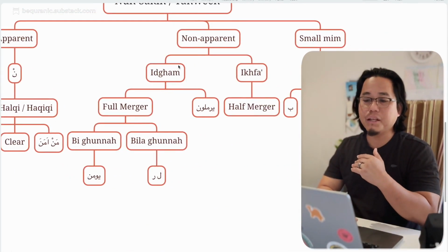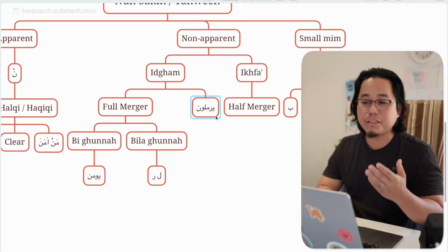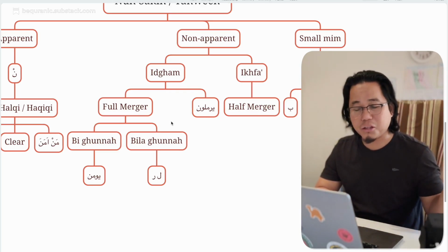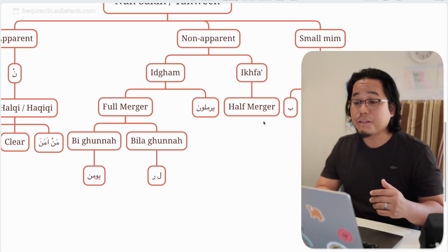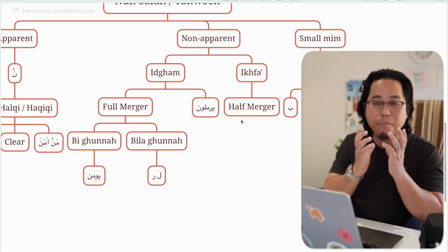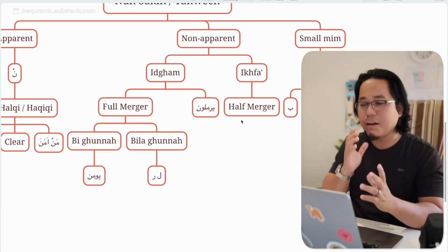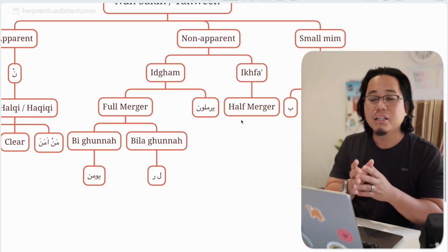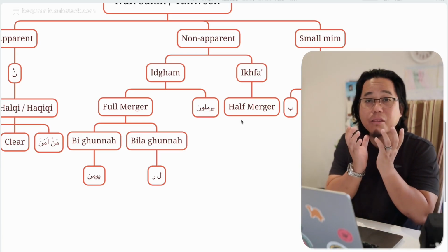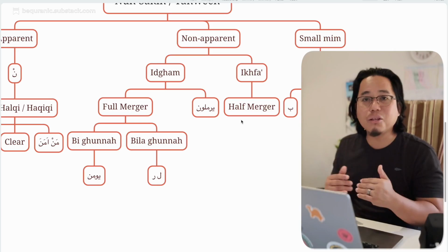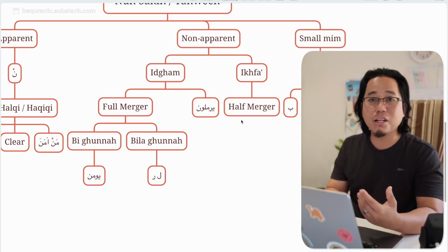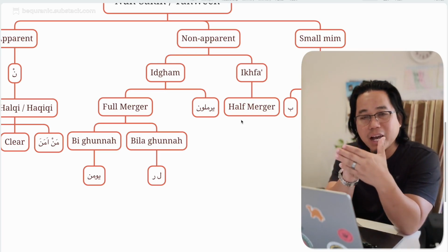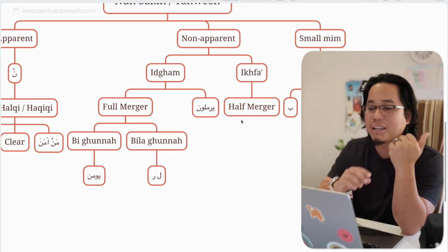We have idgham, ikhfa. If it's yarmalun, it's a full merger, the sound of the nun sakin disappears altogether, go straight to the next letter. If it's ikhfa, it's a half merger. Shape your mouth to pronounce the letter fa, kaf, qaf, ta, tha, sheen, sin, dal, dhal, zay. Shape your mouth there, but then read through the nun sakin, and that's why it's called ikhfa. Ikhfa literally means to hide. You're hiding the nun sakin behind the letter that is coming.